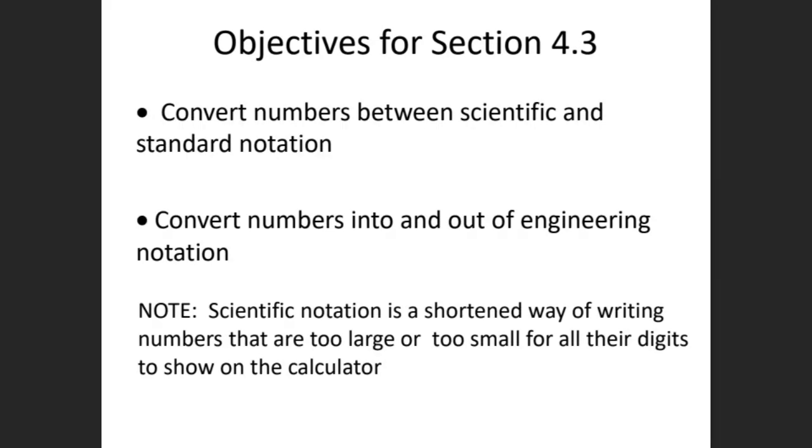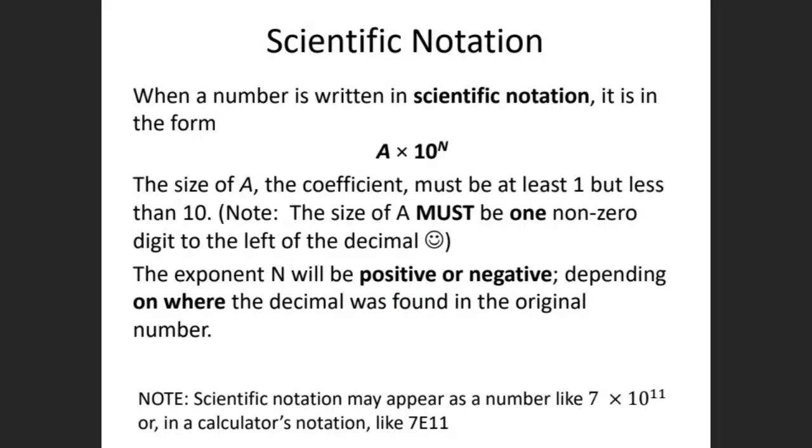Scientific notation is a shortened way of writing numbers that are too large or too small. That means they have a lot of zeros. Now, scientific notation is going to be written in the form A times 10 to a power. Now, A is the size of the number in scientific notation. It must be at least one digit, but it must be less than 10.